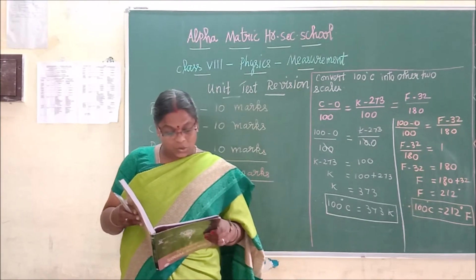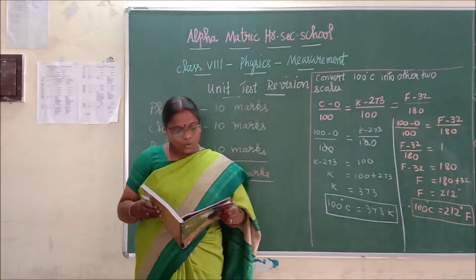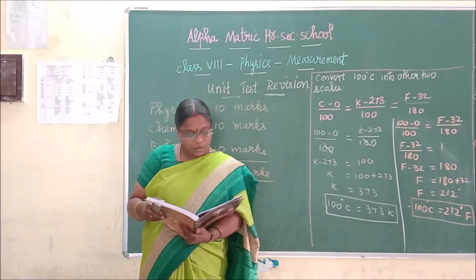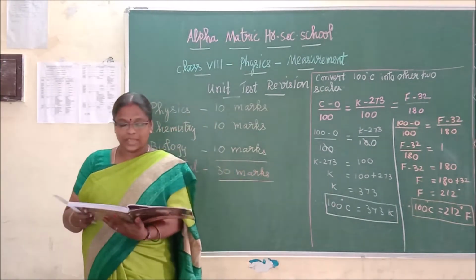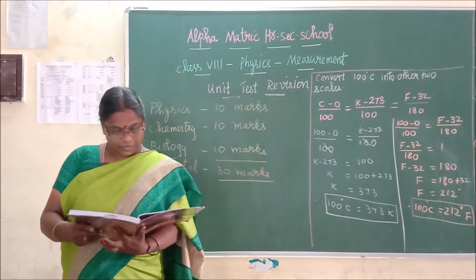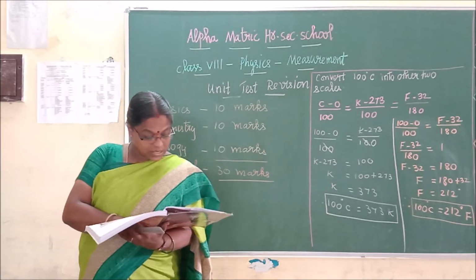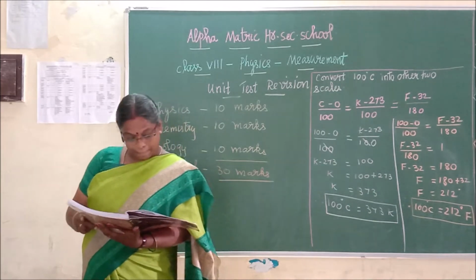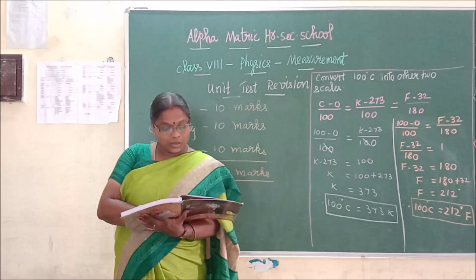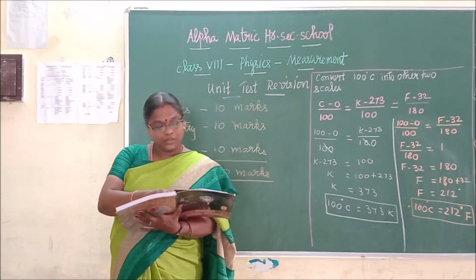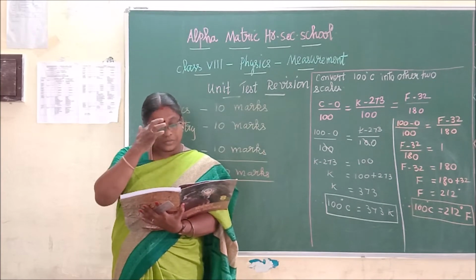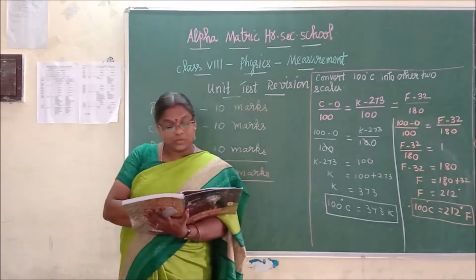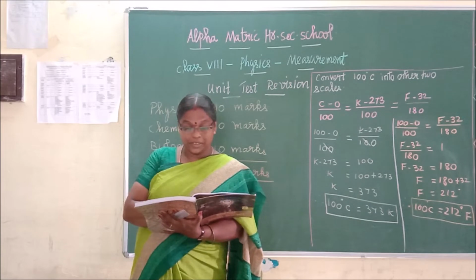Right. Now next one, what are the applications of various thermometric scales? So the 3 points. Right. Next, come to this point. On the right hand side, take down the question. What is electric current?